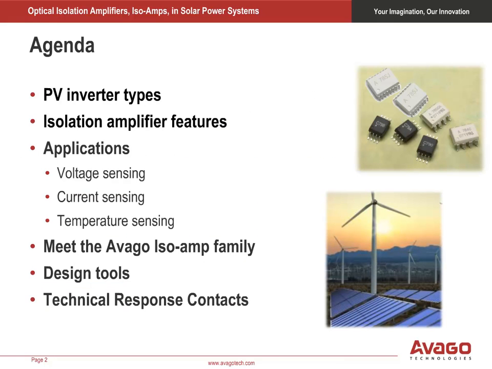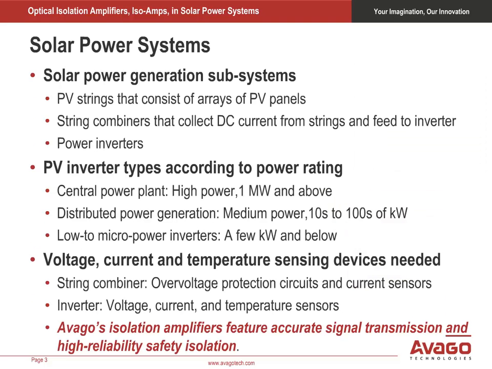We will first briefly talk about the types of photovoltaic or PV inverter types based on their power ratings. Then specific applications with circuit examples will be shown. The benefits of our optical isolation amplifiers, or isoamps, will be examined. An overview of the entire isoamp family will show you the depth and breadth of our offering. Many design tools, such as evaluation boards and SPICE models, will speed your design process. Our worldwide technical response centers can also assist in amplifier selection and design.